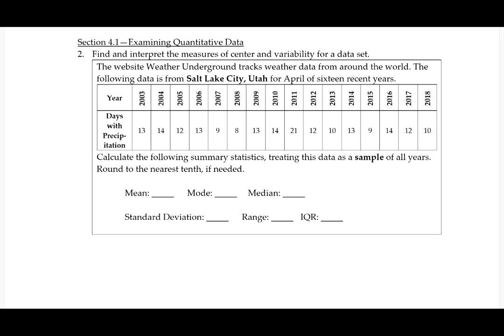The second learning objective in section 4.1 is to find and interpret the measures of center and variability for a data set. The website Weather Underground tracks weather data from around the world. The following data is from Salt Lake City, Utah for April of 16 recent years. Calculate the following summary statistics, treating this data as a sample of all years. Round to the nearest tenth if needed.